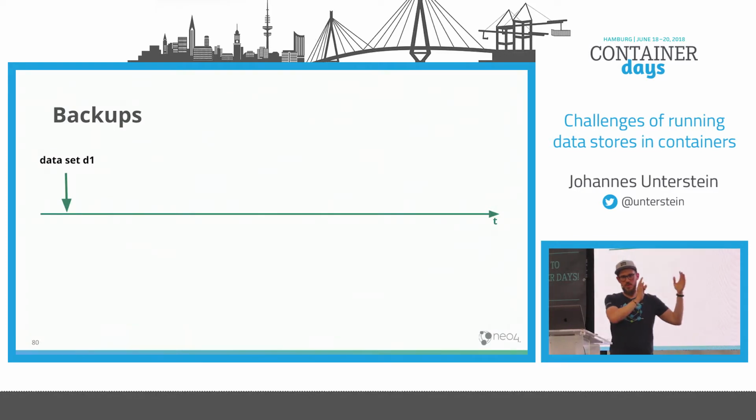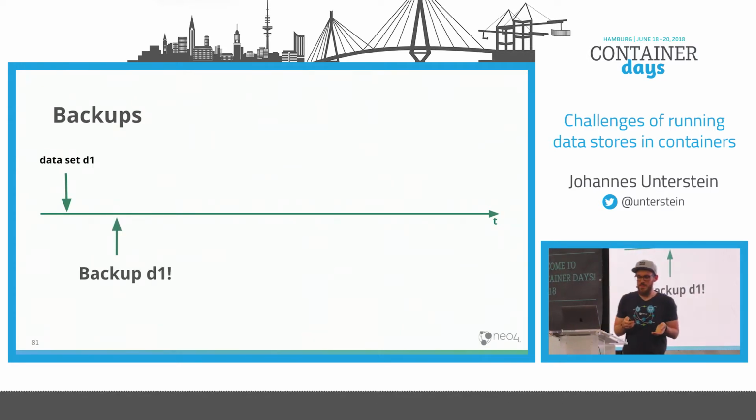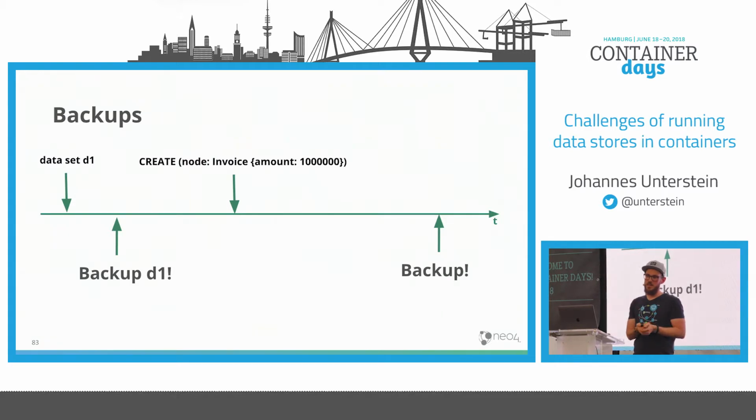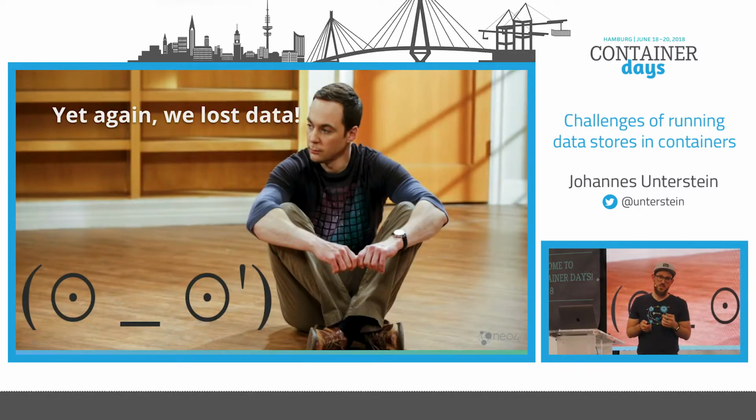All right, so we talked about CPU, we talked about networking, so let's talk about data again, about backups. Imagine we have a data set, data 1, we do a backup here, and then we have a really, really important query for us. We create an invoice with the amount of $1 million. To make sure that our important query is persisted, we want to use a backup again. So we schedule a backup, but what happens if our data store crashes before the backup happens? So yet again, we lost our data.